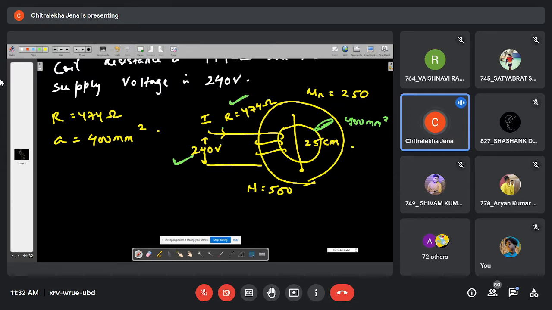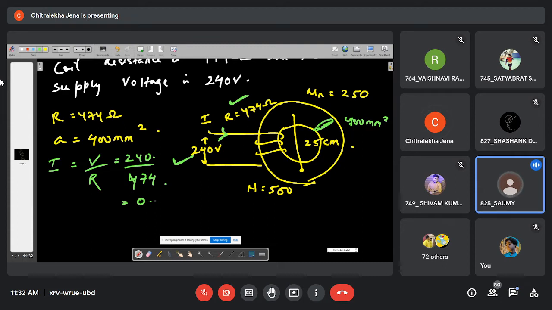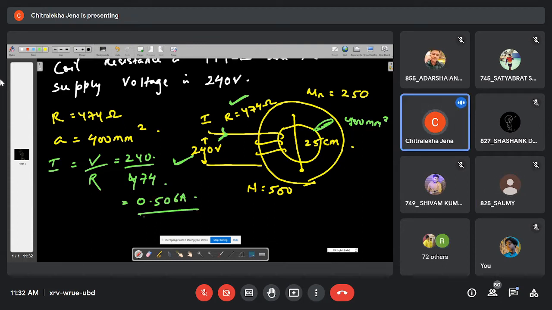Now here you see I have voltage and I have resistance, so I can get the current flowing, yes or no? I is equal to V divided by R. Simple. So this is 240 divided by 474, which will come as 0.506 ampere. Very nice.